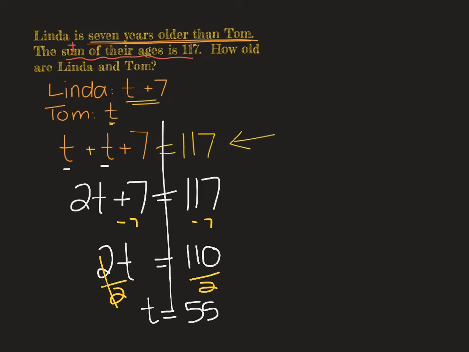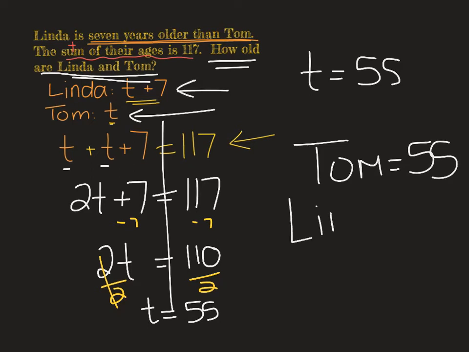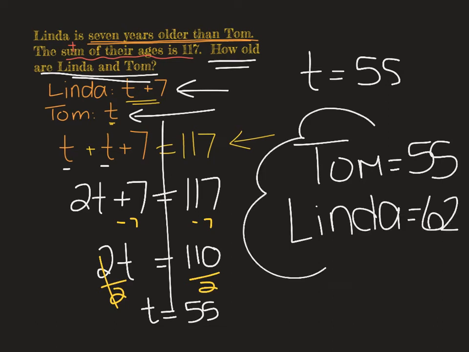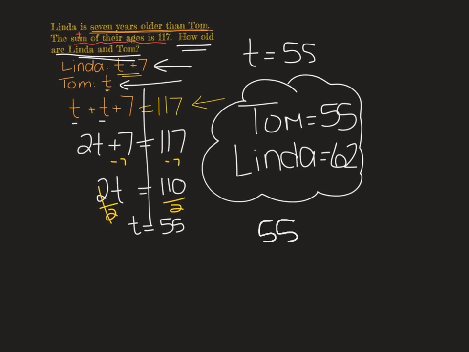So how does that help me answer the question of how old are Linda and Tom? If t is 55, and we previously said that Tom is t, then Tom is 55 years old, and Linda is 7 years older. So Linda has to be 55 plus 7, which is 62 years old. To check if our answer is correct, we add Linda's and Tom's ages together, and we get 117, so we know that our answer checks.